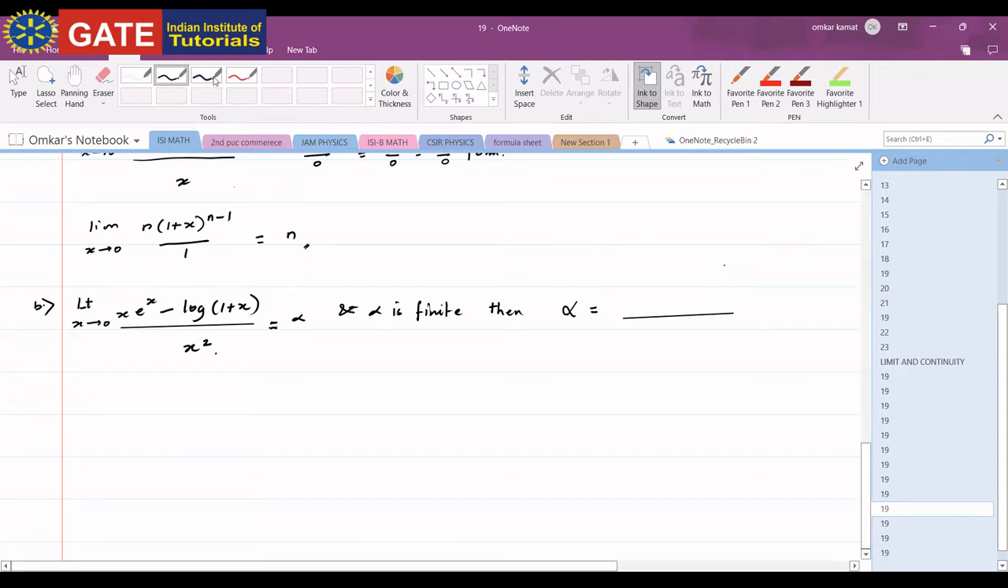What is the value of alpha? I think you should differentiate this two times, right? Sir, is it 3/2? Maybe I have to check.